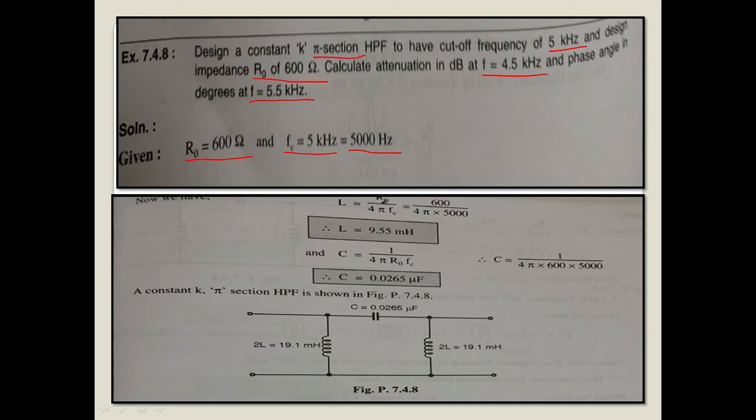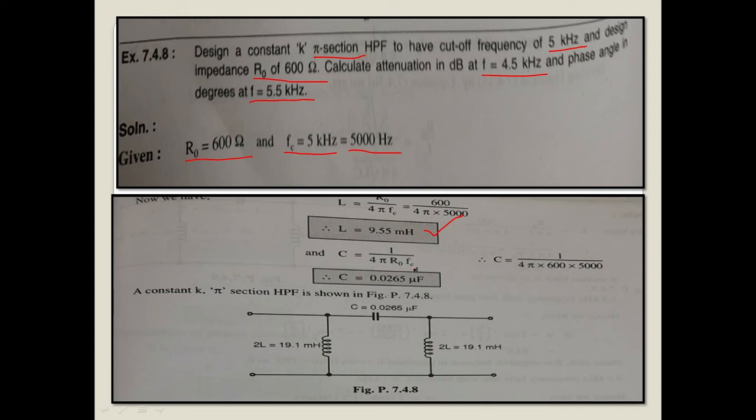The value of R0 is nothing but the design impedance, and the value of the design impedance is provided as 600 ohm. So the 4 pi fc, the cutoff frequency is given fc which is equal to 5 kilohertz. 5 kilohertz means 5000 hertz, and the value of L is calculated by substituting all the parameters in the equation, and finally the inductor L is equal to 9.55 millihenry.